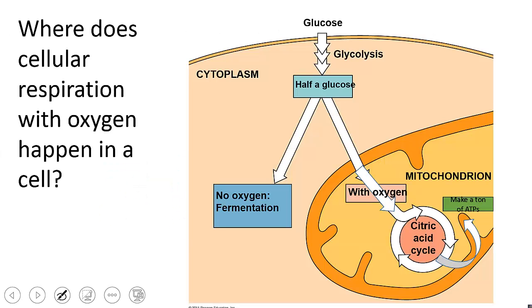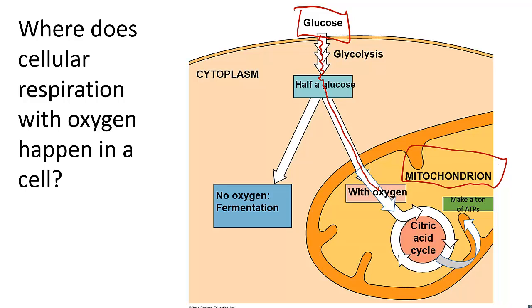So where does cellular respiration with oxygen happen in the cell? Well, after we get some sugar, we're going to take it into the cell and do some things to it, and then we're going to take it, if we have oxygen, into the mitochondria. So the answer for this is a one-word answer. It is just mitochondria. That is where we do cellular respiration to make ATP, because that's the job of the mitochondria, to make ATP.